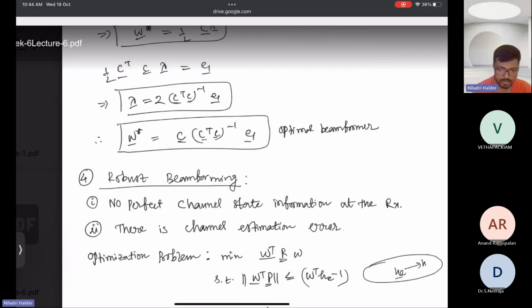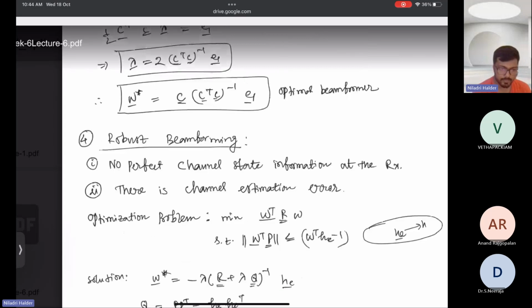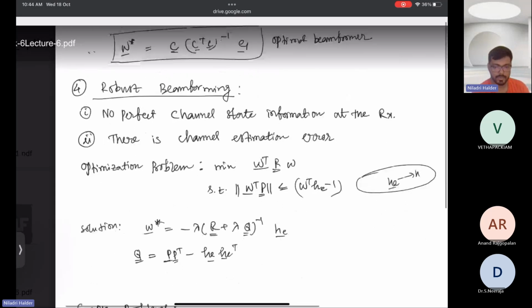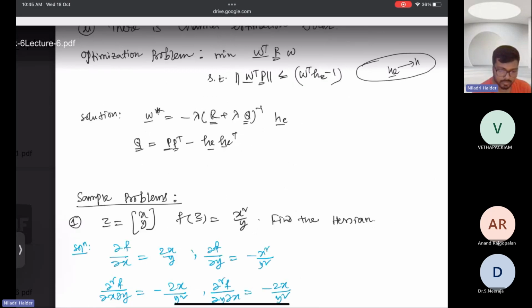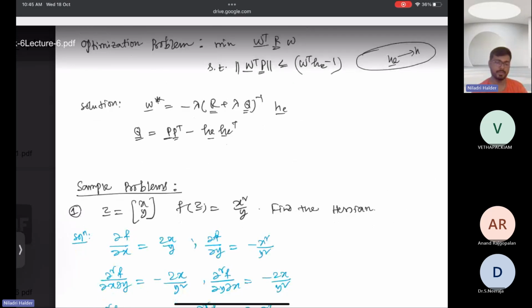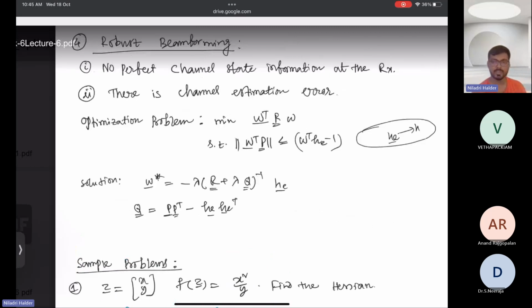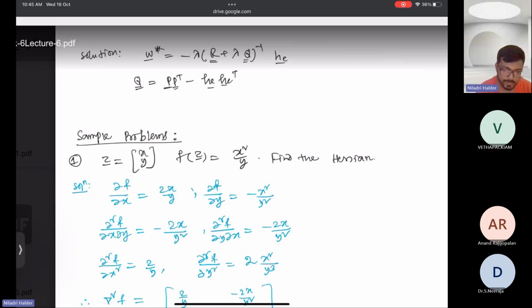Then this is a robust beamforming. There is no perfect channel information at the receiver. There is a channel estimation error. So this is the solution, and the derivation is shown in the professor's lecture. There is a lengthy derivation, and these are sample problems.